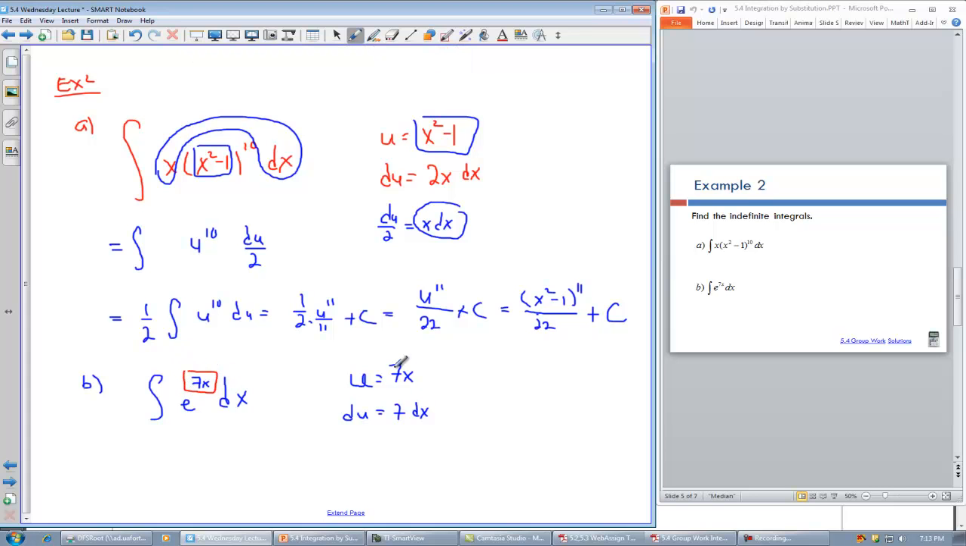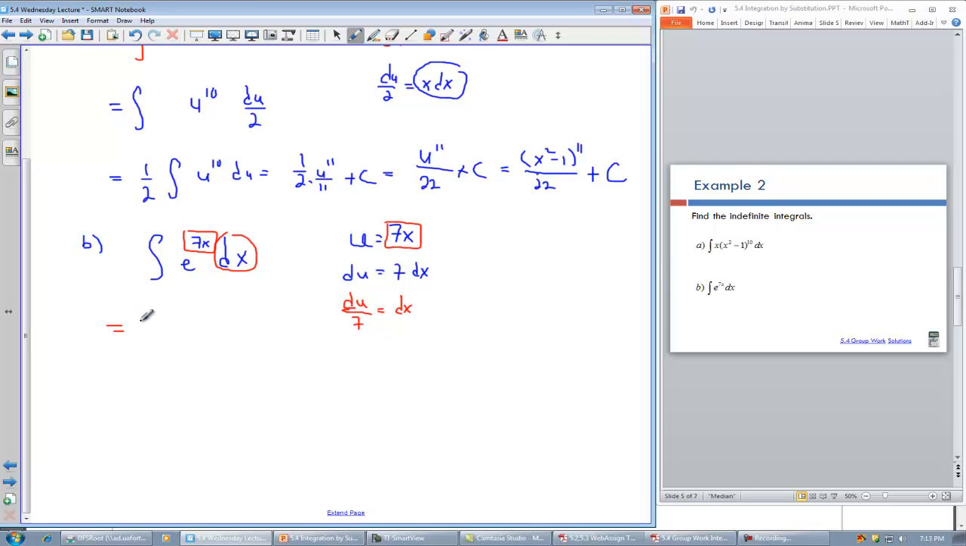That's easy. And then all I have left over is this dx part, and I don't have dx over here. I have 7 dx, but that's okay because I can move over the 7. I can just divide both sides by 7. And so du over 7 is dx, and I can just plug in here.